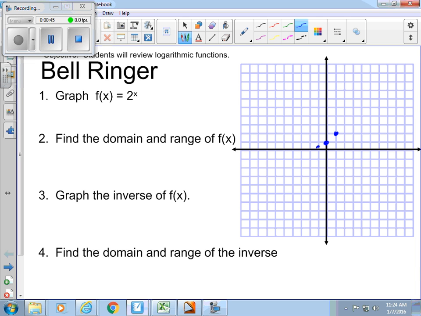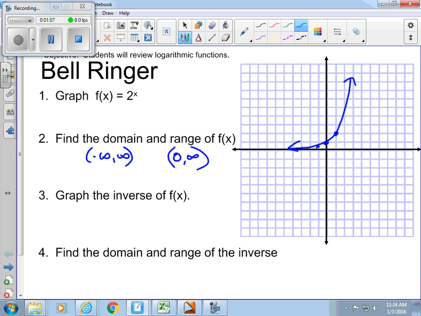You can plot points and use properties of exponents to do that. Okay? Find the domain and range. What's the domain of 2 to the x? What's the range? No, it's parentheses. Why? Because it doesn't touch it. It doesn't touch 0. It gets really close, but it doesn't touch it.